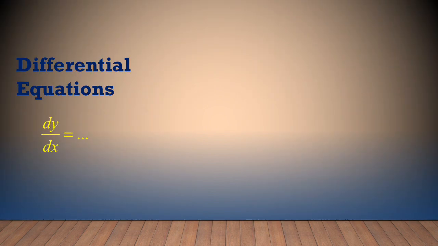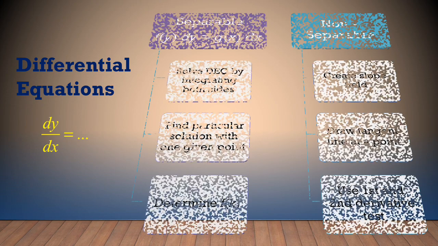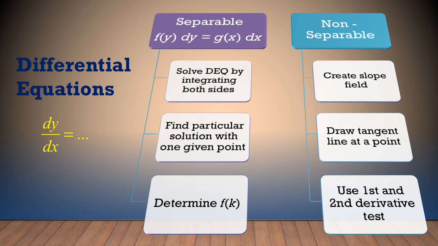Question number 5 is all about differential equations. Differential equations are equations in the form of dy/dx is equal to some expression. There are 2 types of differential equations that we study. First, separable. Separable differential equations are equations that can be put in the form of f of y dy is equal to g of x dx.